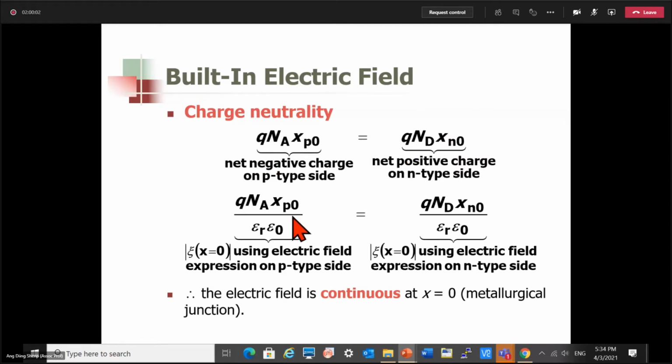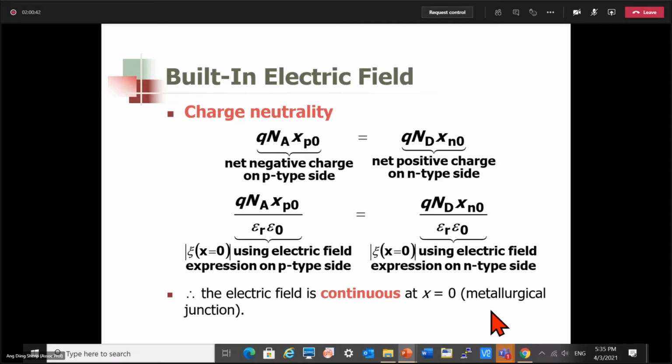So if you divide both sides by the permittivity, what do you get on the left? You get the electric field at the metallurgical junction evaluated using the expression on the P side. And on the right, you get the electric field evaluated using the expression for the electric field on the N side at the metallurgical junction. So the two must be equal. In other words, the electric field is continuous at x equal to 0. It has only a single value at x equal to 0 because of space charge neutrality consideration.